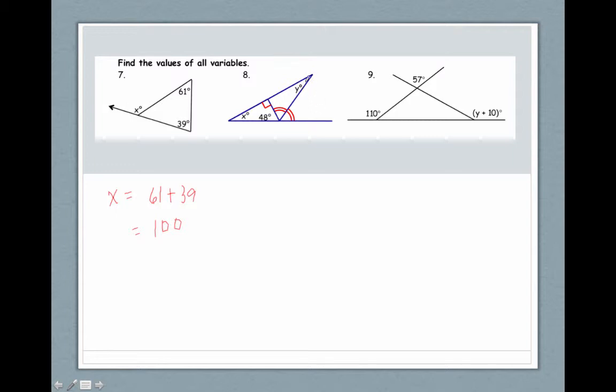Here I have these two are the same. This one's 48. So these two together, don't know how to kind of notate that, these two together add up to 132, because 48 plus 132 is 180. So each one of these is 66.